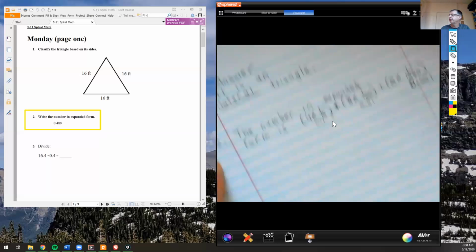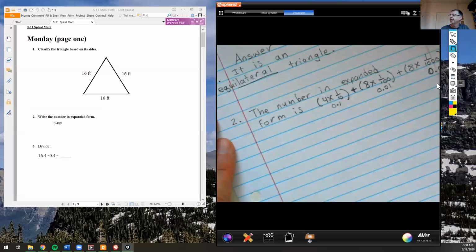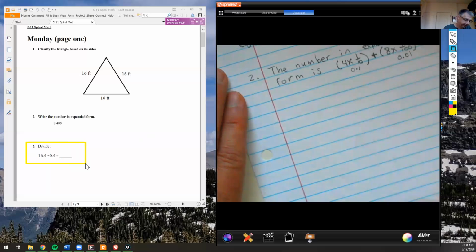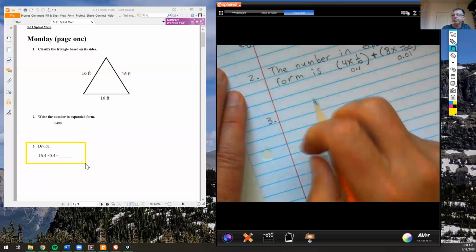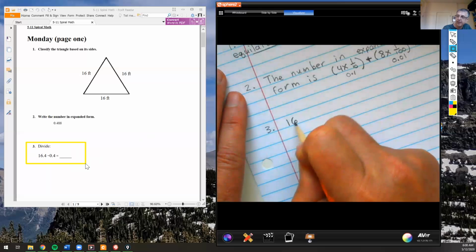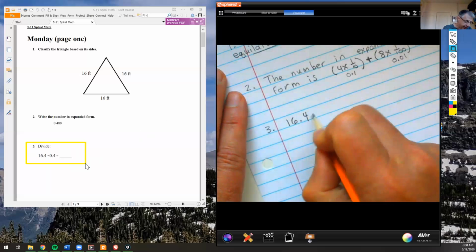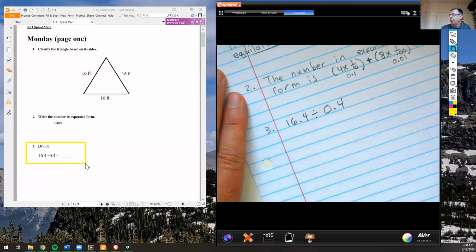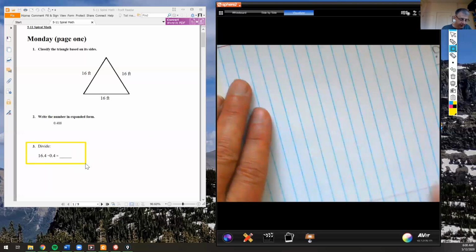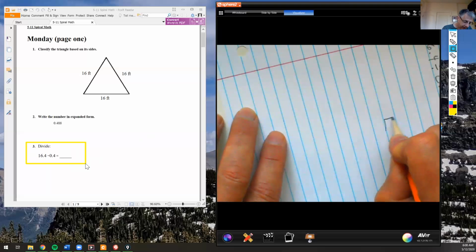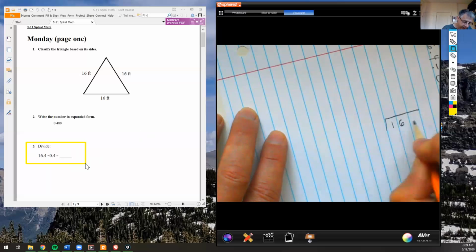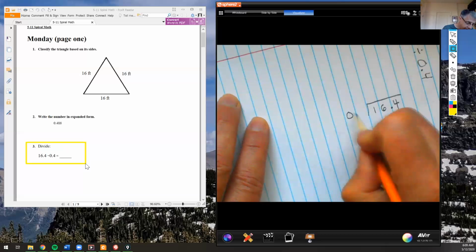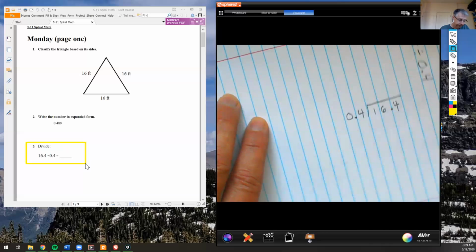We'll go ahead and move on down to number 3. On number 3, we're being asked to divide. So I'll put my answer sentence as an expression, 16 and 4/10 divided by 4/10. I'll go over to here and go sideways. My dividend is 16 and 4/10, so I'll place that inside the dividing box. And then my divisor is 4/10. I'll put that on the outside.